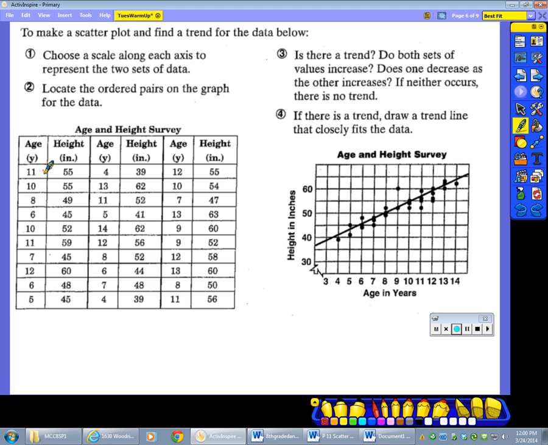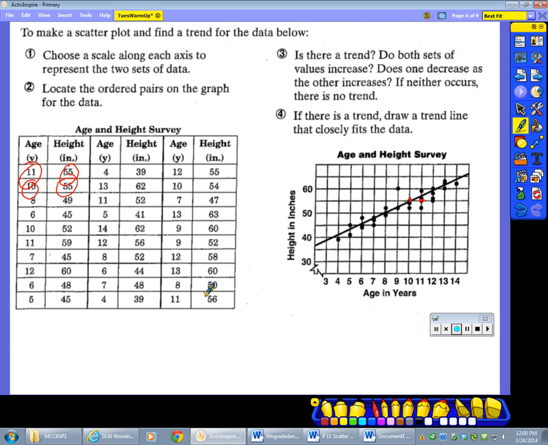So if I say that this 11-year-old is 55 inches, what has happened here is we go to 11 years old and then move upward to about 55 inches. That's this right here, so that's why there's a point right there. All of this has pretty much been graphed for you. Like this 10-year-old is 55 inches. So if I go over to 10 years old and go up to about 55 inches, you're going to see there's a point right there. So that's where all of these data points are coming from.